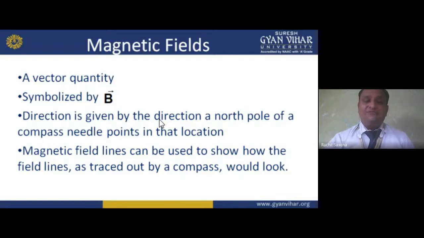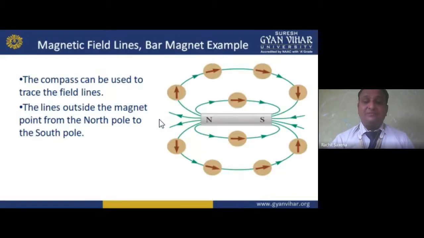Now, magnetic field lines can be used to show how the field lines are traced out by a compass. How can we trace with the compass? Okay, you can see this simple diagram here: magnetic field lines of a bar magnet. I took the example of a bar magnet. Now see, in this bar magnet we have a north pole and a south pole. So north attracts the south and south attracts the north. See here.